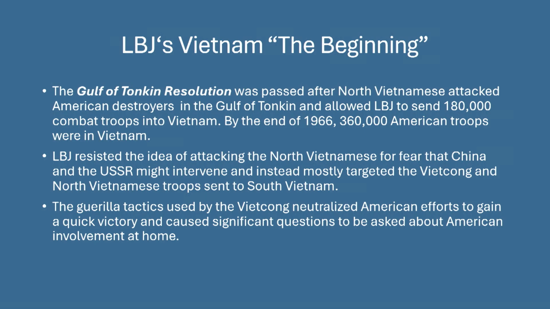The Gulf of Tonkin resolution was passed after North Vietnamese attacked American destroyers in the Gulf of Tonkin, and allowed LBJ to send 180,000 combat troops to Vietnam. By the end of 1966, 360,000 American troops were in Vietnam. LBJ resisted the idea of attacking the North Vietnamese for fear that China and the Soviet Union might intervene, and instead mostly targeted Viet Cong and North Vietnamese troops sent to South Vietnam. The guerrilla tactics used by the Viet Cong neutralized American efforts to gain a quick victory and caused significant questions to be asked about American involvement at home.